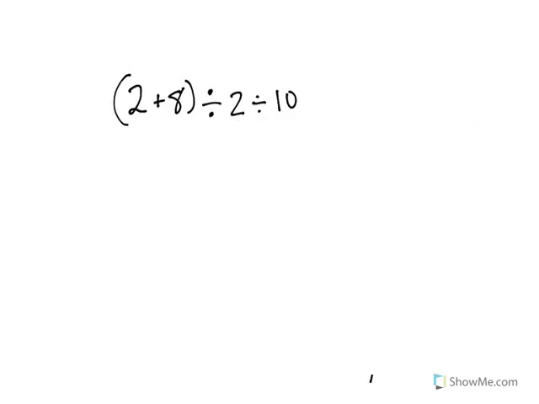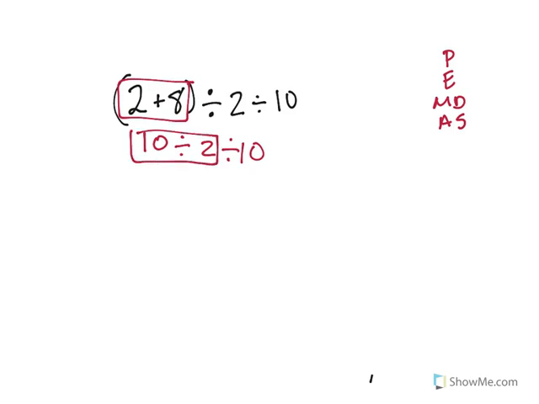Okay, for another problem. Excuse my sloppy handwriting here. Okay, so I'm going to use my order of operations, and I see parentheses first, so I'm going to do that. 2 plus 8 is 10. Copy everything else. Look at all this division. Now I have 10 divided by 2 divided by 10. So one step at a time. 10 divided by 2 is 5. And now I'm left with 5 divided by 10.